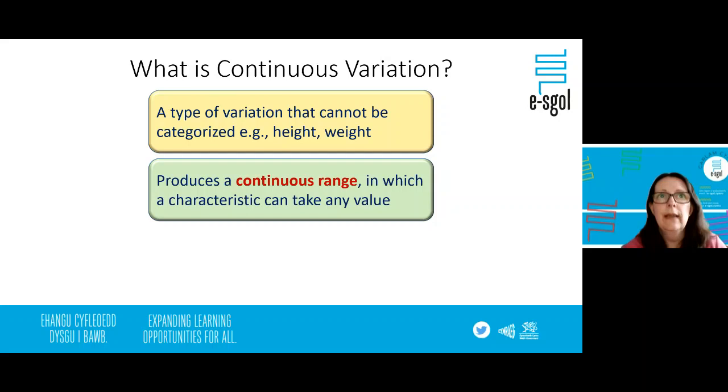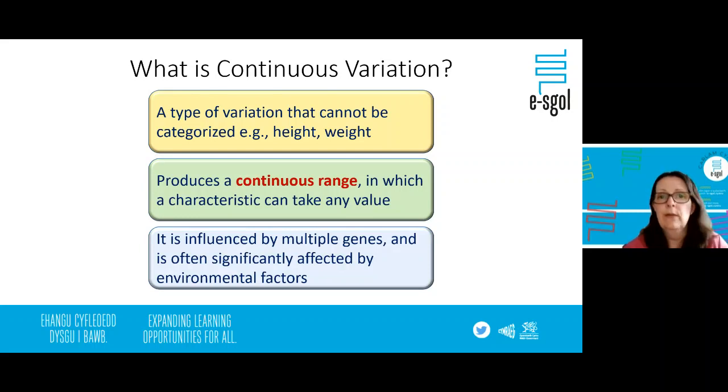So I just want you to think now about the two types of graph that you might be familiar with that show continuous and discontinuous variation. So just pause the film and make a note of the two different types of graph for these two different types of variation. Okay, so for a discontinuous type of variation, your graph will be, if it was a bar chart, it would have gaps between. For continuous variation, it would be bars joining together, and you would have a bell-shaped curve.